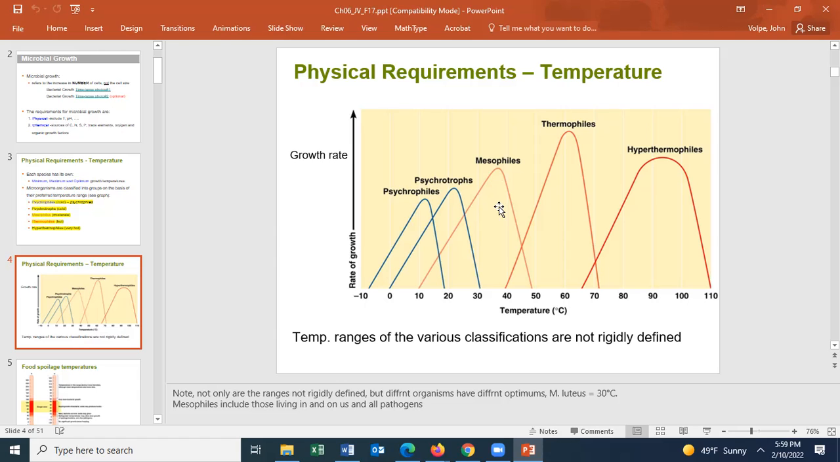The range also is not ironclad. Different species will grow at a different minimal temperature and a different maximal temperature. So it really depends on the species what its minimum, its maximum, and its optimal temperature is. But this is giving you the approximate optimum and the range, meaning the optimum for all mesophiles is close to 37 degrees. Any question about that?